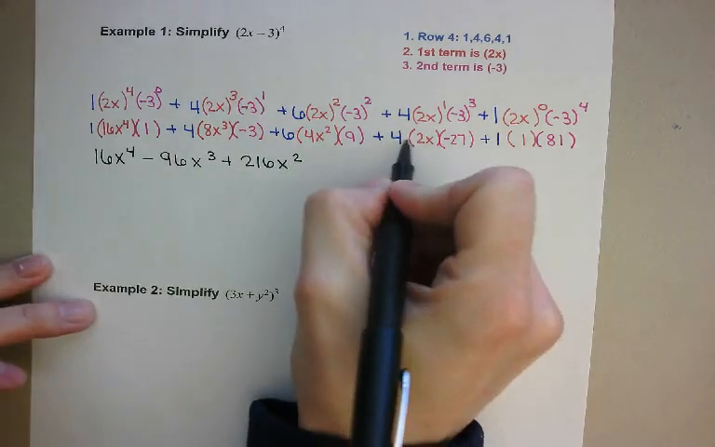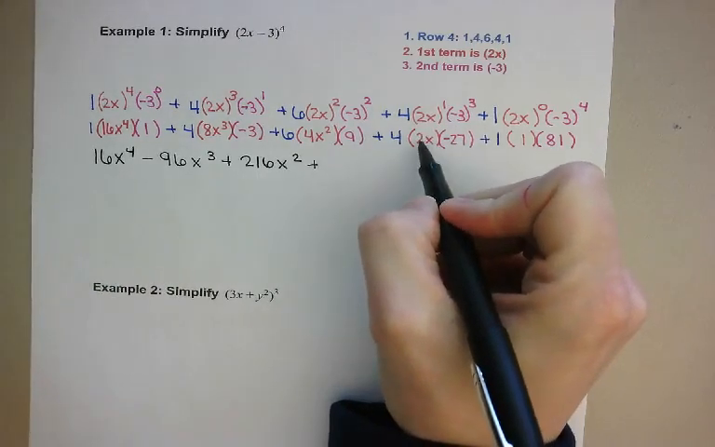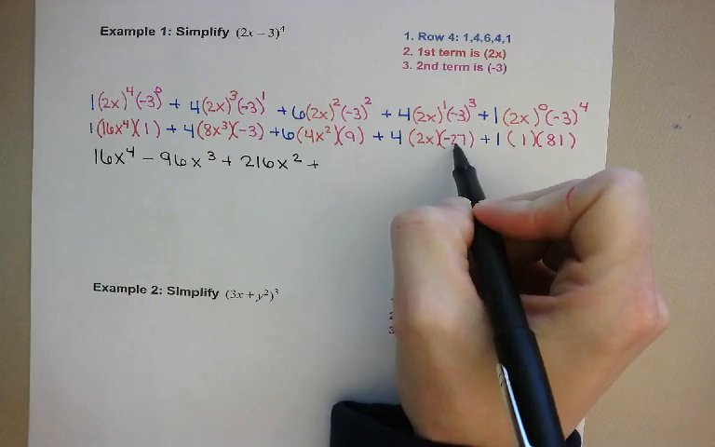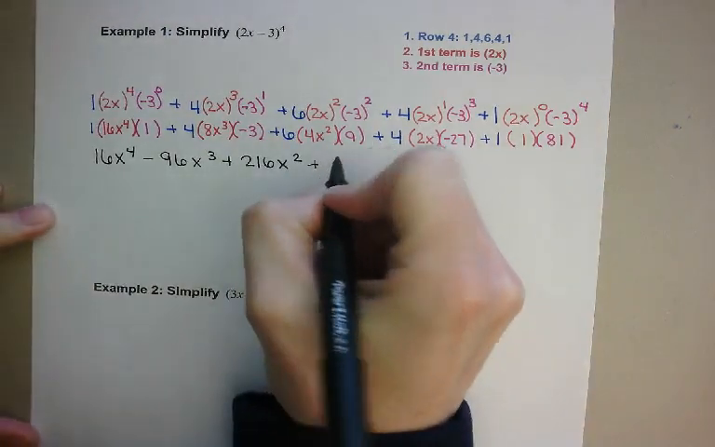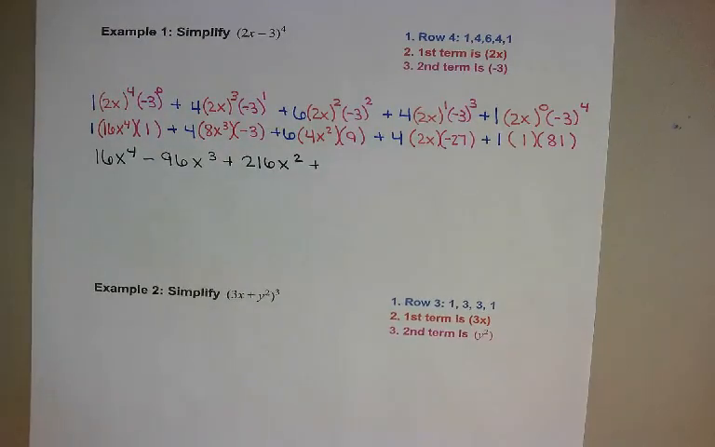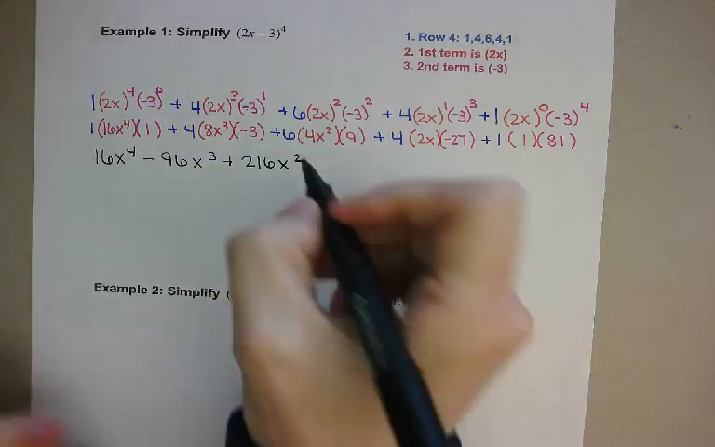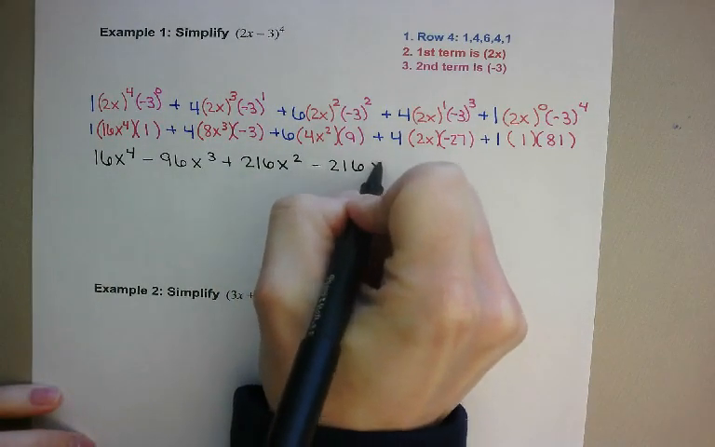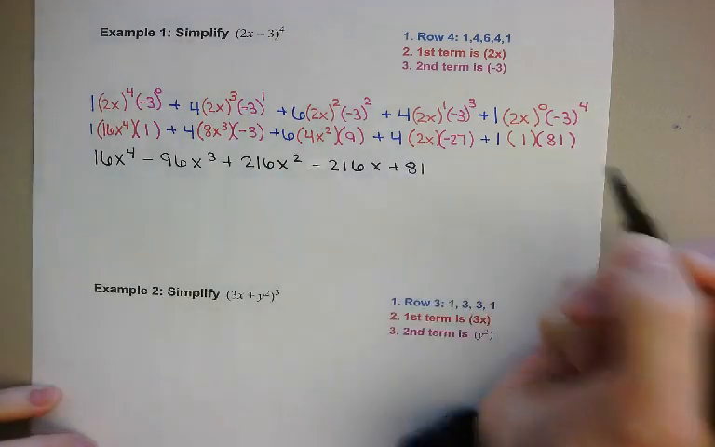Moving on to our next term. So I've got 2 times negative 27, so that's negative 54, and then negative 54 times the 4 should actually be a negative 216x. 1 times 1 times 81, 81.